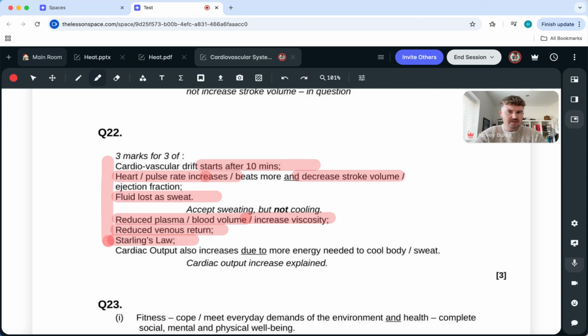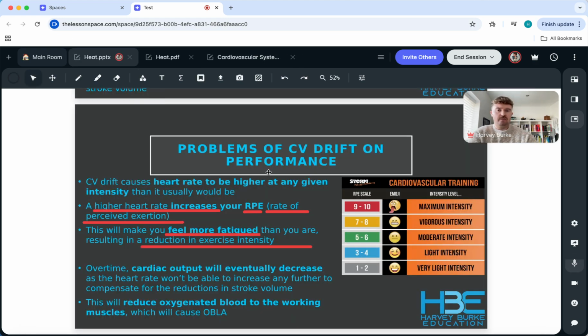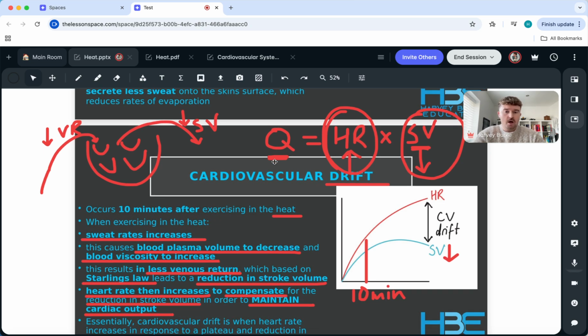So I'd say for both exam boards, it's probably going to be a 3-4 marker if they do ask about it. So that is cardiovascular drift all done.